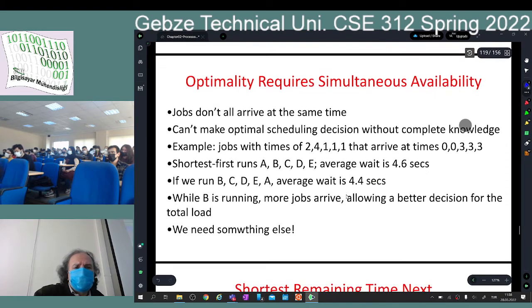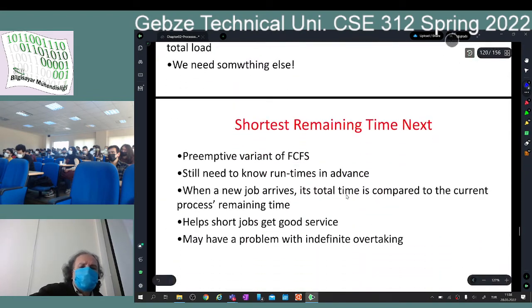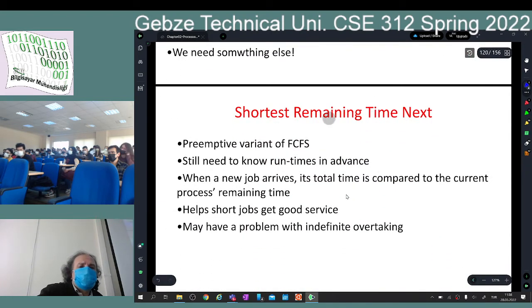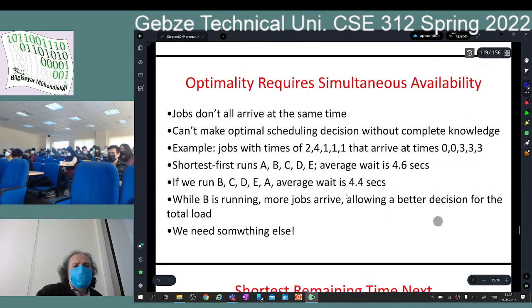They solve this problem by coming up with a new algorithm. They say that, okay, why don't we make this algorithm shortest remaining time next? Okay, so this is the preemptive variant of first come first served. But again it is doing the shortest time too. What am I gonna do? Let's look at this example.